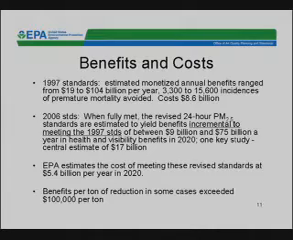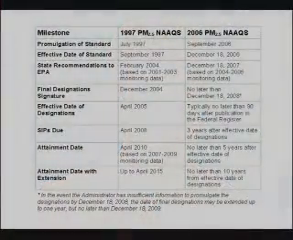So the main point here is that the benefits greatly exceed the costs in terms of controlling fine particles and attaining these standards. In terms of benefits per ton of reduction of pollutants associated with fine particles, they are often in the tens of thousands, sometimes hundreds of thousands of dollars per ton.